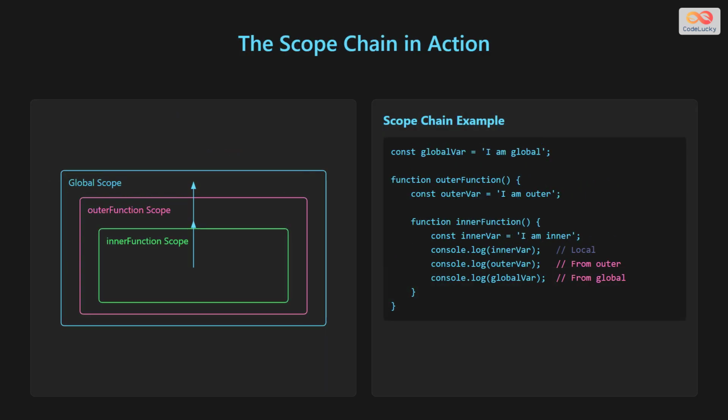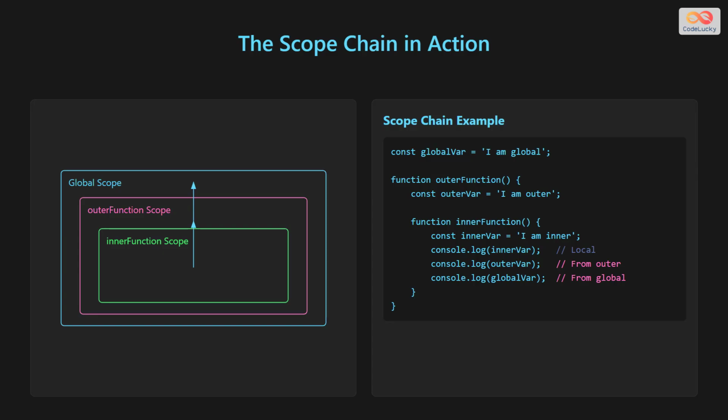The scope chain refers to the hierarchy of scopes that JavaScript uses to look up variables. When a variable is used within a function, JavaScript first checks if the variable is declared in that function's scope. If the variable is not found there, then the search continues in the outer scope and so on until it reaches the global scope. Here is an example.